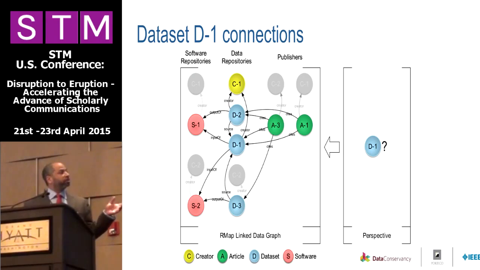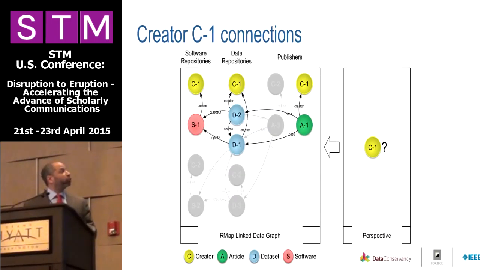So now we can ask interesting questions like, what are the things that are related to D1? And so I've grayed out the other parts of the graph, and you can see what is connected. These are first-degree connections and the relationships between all of them, and you can see the graph there.